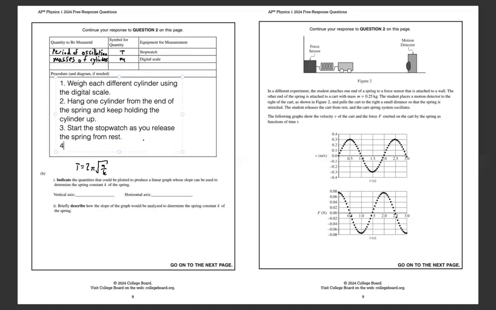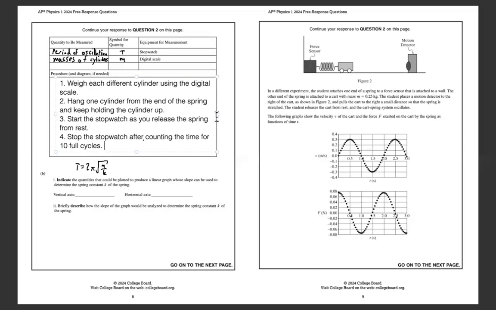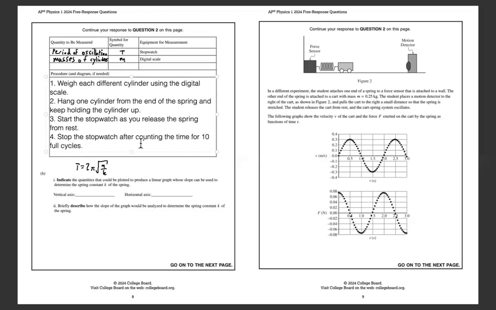All right, and then step 4 is stop the stopwatch after counting the time for 10 full cycles. Again, you could minimize experimental uncertainty in a few different ways. This is my way of doing it, where you actually count the amount of time that it takes for 10 full cycles and then divide the total recorded time by 10 to obtain the period of oscillation.